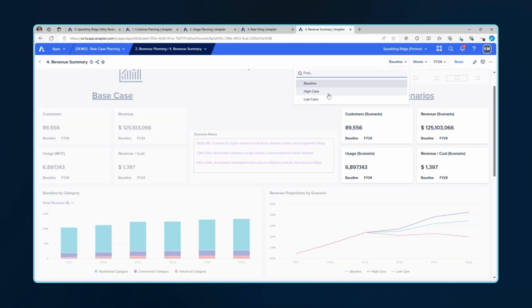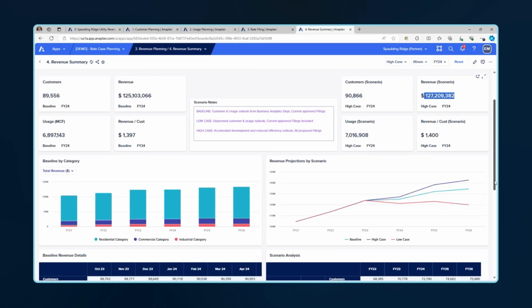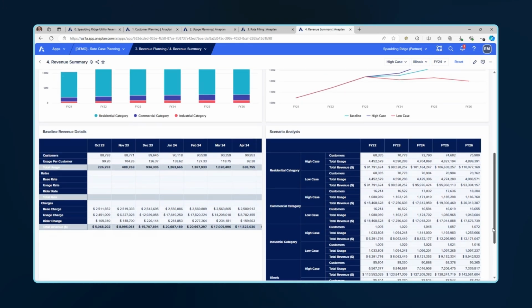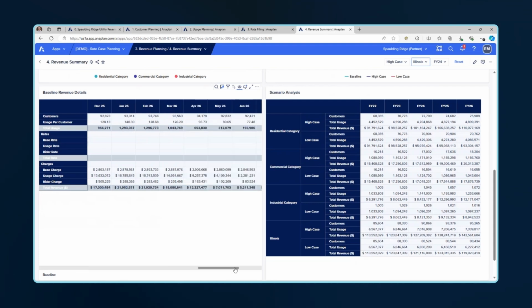So if I look at what does a high case do for us? Well, ultimately that drives us about 2 million more into our FY24 revenue. And if I look out at FY26, it's up to about 8 million more, 142 million versus 134 million. You're able to see these data points down below here. Our high case, our low case by each rate category across the full jurisdiction. And then on the left here is our base case.